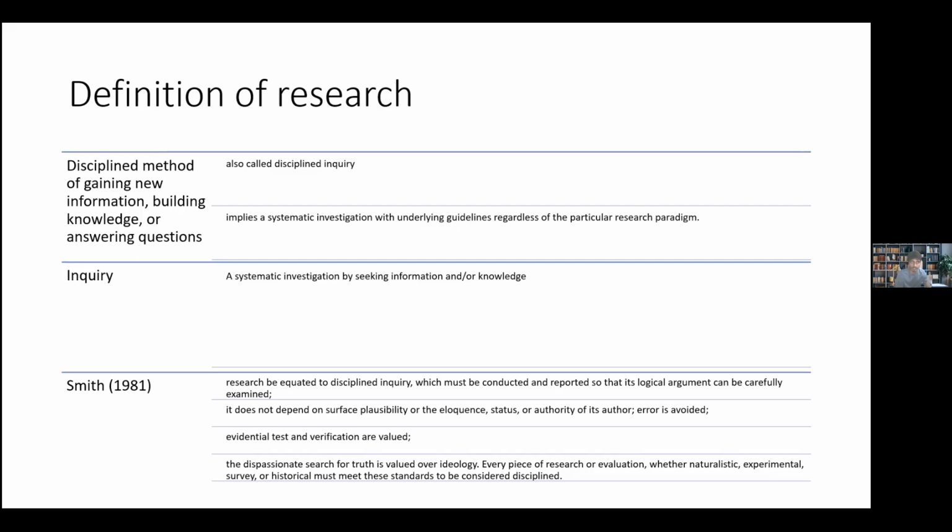Research is basically a disciplined inquiry, a systematic investigation which studies the underlying guidelines. Regardless of the research paradigm, whether qualitative or quantitative, where you measure things, it is going to systematically investigate a particular phenomenon. That is what they call disciplined inquiry. Inquiry is a systematic investigation where you seek or gain more knowledge in a more scientific way. These are the definitions of research.